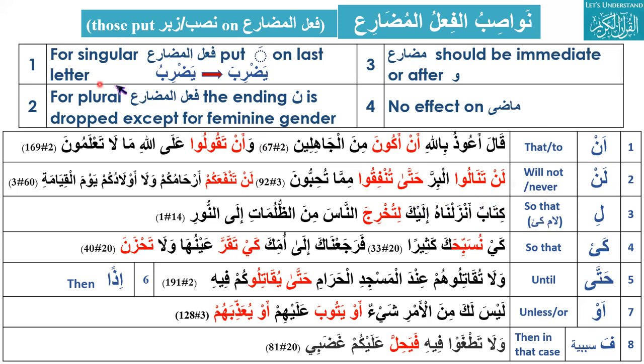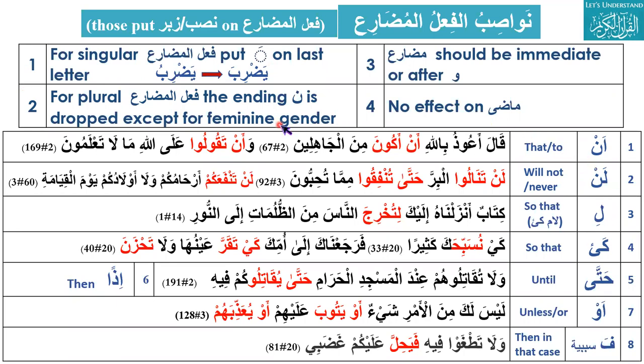What they do: first, for singular Fi'lul Mudare, we are not talking about Madi. It is only for Fi'lul Mudare, the second column in the verb. For singular Fi'lul Mudare, they put Zabar on the last letter. If it is Yad Ribu, it will become Yad Riba. Why does it become Yad Riba? Whenever one of these comes before a singular Fi'lul Mudare, there are some exceptions, but here we can see they put Zabar on the last letter. So this is called Nawasibul Fi'lul Mudare.